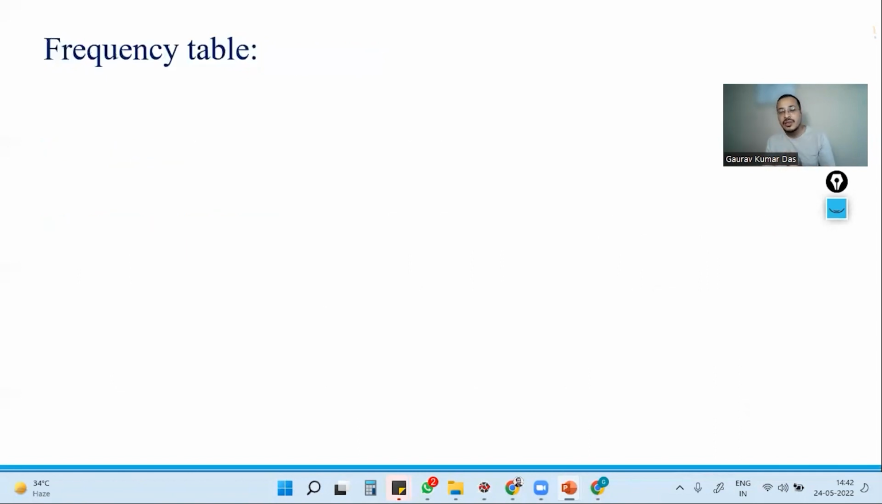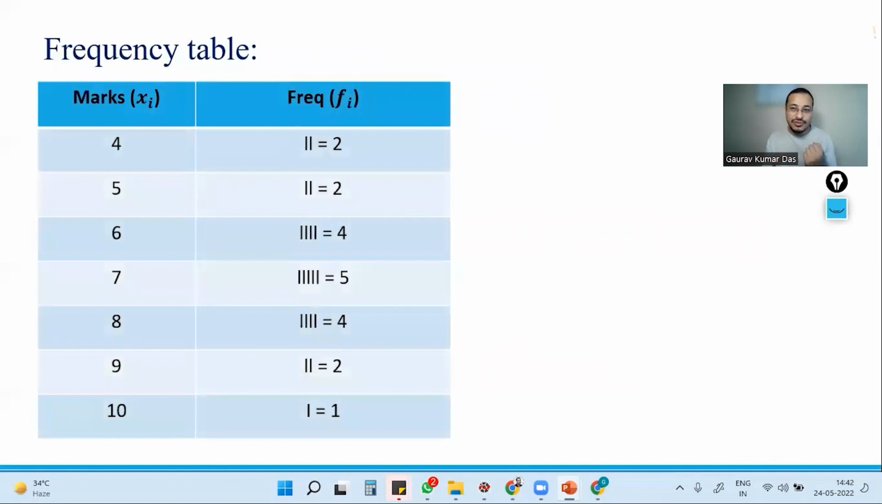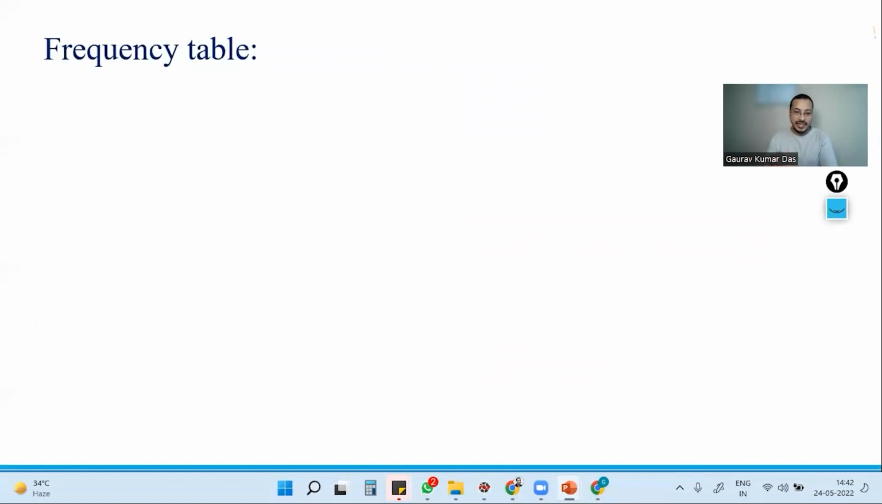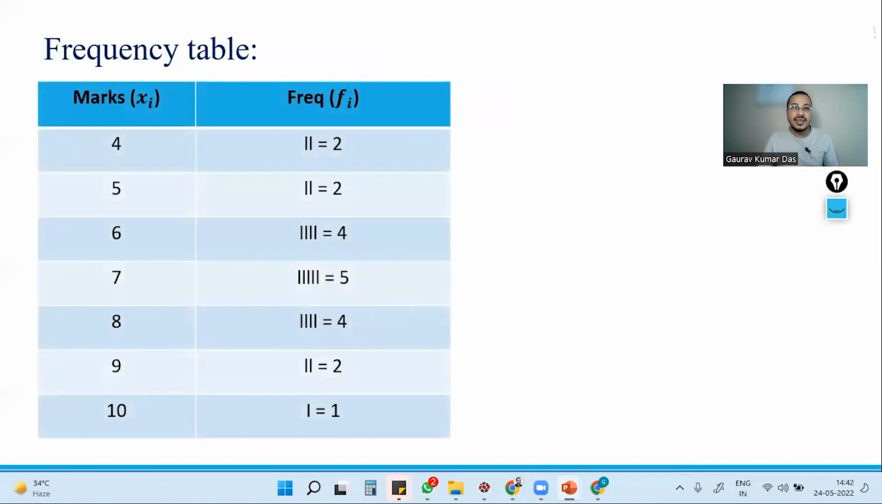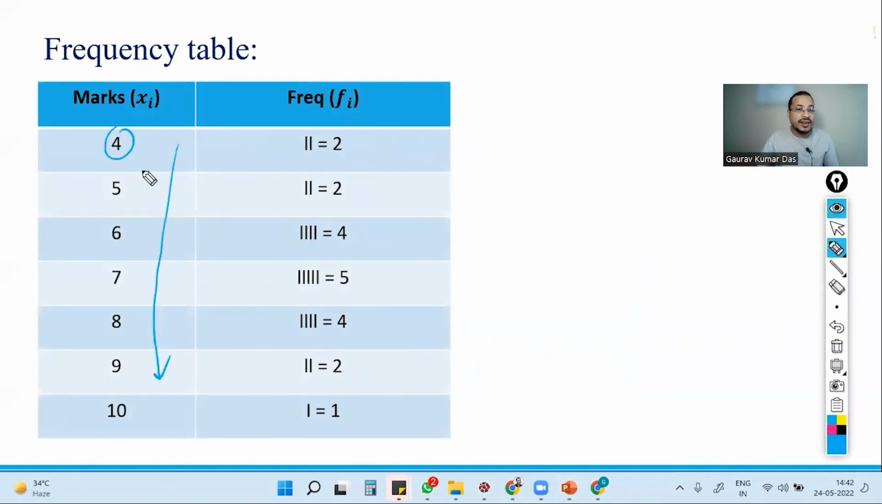If I want to calculate the frequency table, just like we used to do in class 8, 9, 10, that is how we do it. I'll first find out all the unique data points from this array of data. And that is what I've done here in marks xi: 4, 5, 6, 7, 8, 9, 10. These are all my unique data points. Then I'm going to find out how much frequency each of these data points has, how many repetitions these data points have in that particular array.